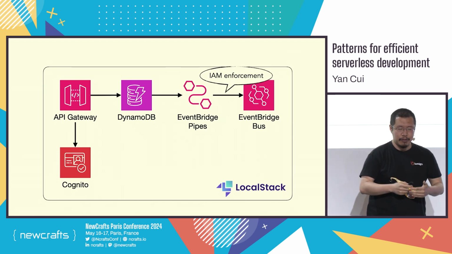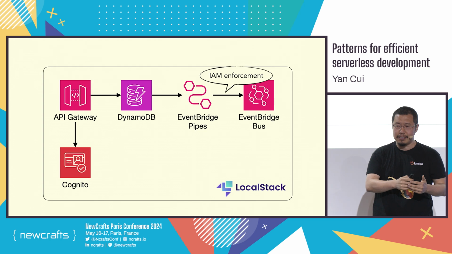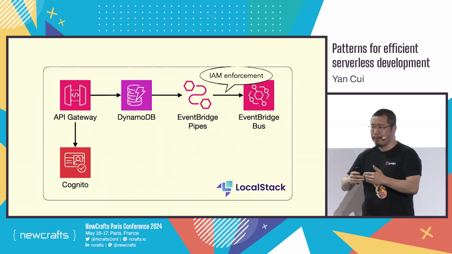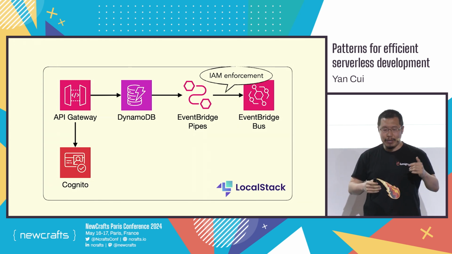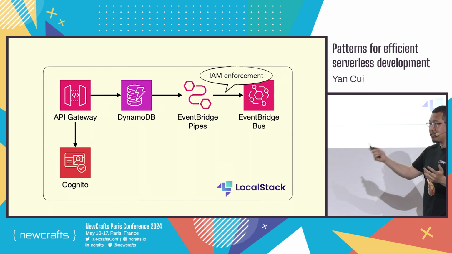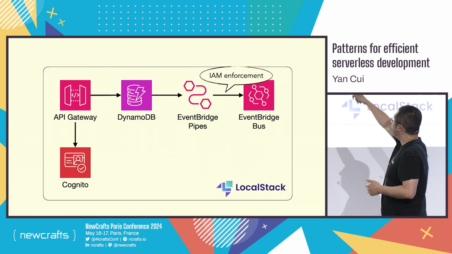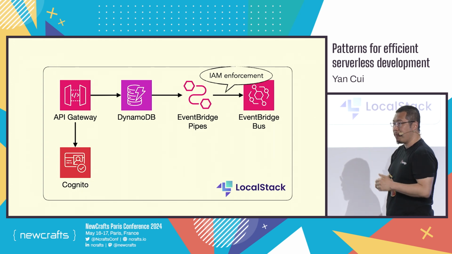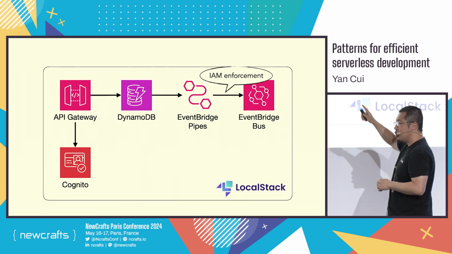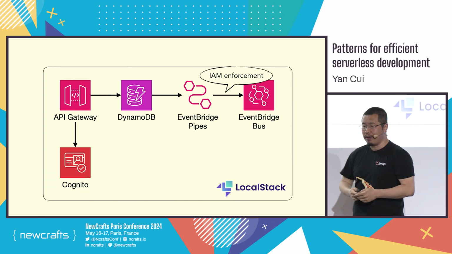And one of the value adds that you get from LocalStack is that by enforcing the IAM permissions locally on your machine, when you, say, run an end-to-end test against the LocalStack simulation of your API, you're going to see that there's an error, and it's an IAM permission error when EventBridge Pipes try to put events into the event bus.